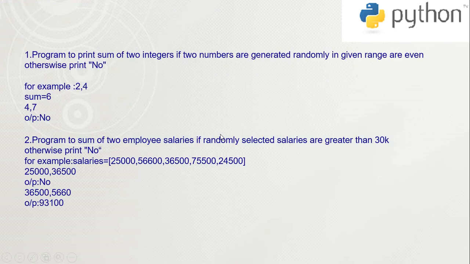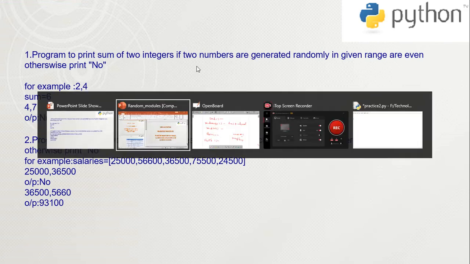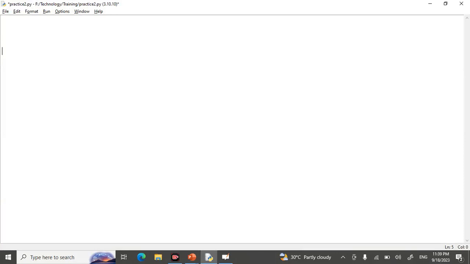Program to print the sum of two integers if two numbers generated randomly in a given range are even. Otherwise, we should print no. So let me open the editor. Now you can use any editor to write this program. I'm using my Python default editor, or else you can use Colab also. You can use any editor, doesn't matter here.